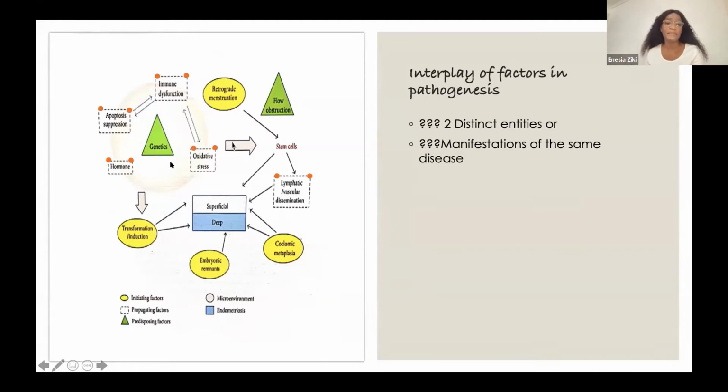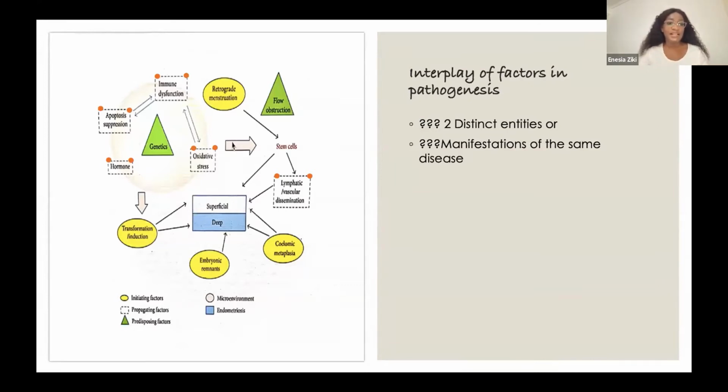So in this diagram, I'll bring it up again a bit later on, but just to summarize, there are predisposing factors. These are the genetic factors or outflow obstruction in some women. And then there are initiating factors. That's the retrograde menstruation, the Salomic metaplasia, embryonic remnants, which I will discuss in the coming slides. So when there are these initiating factors, there have to be propagating factors. And these are the ones which are shown in the dotted squares or rectangles here. So these factors have to be present on top of these predisposing and initiating factors to allow the disease process to go on.